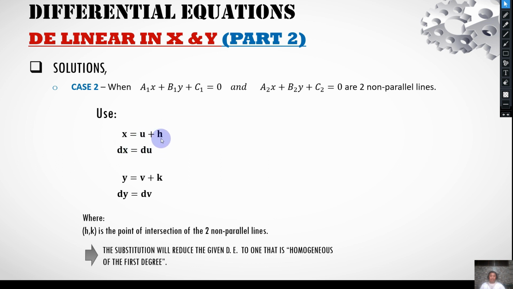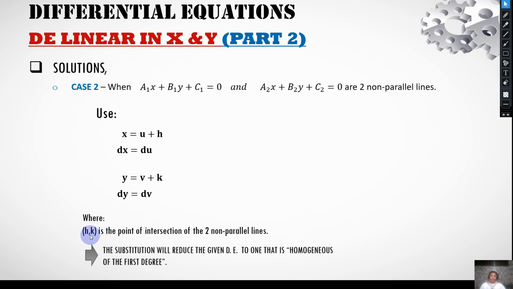Ito dito is derivative ng h natin, but the derivative ng constant, kasi itong h natin at k dito is constant. So, kaya walang dh, kasi derivative ng constant is 0. So, that's why dx is equal na to du lang siya dito. The same way din dito, so yung k is constant. So, dy is equal to dv na wala nang dk dito, kasi 0 din itong derivative ng k.